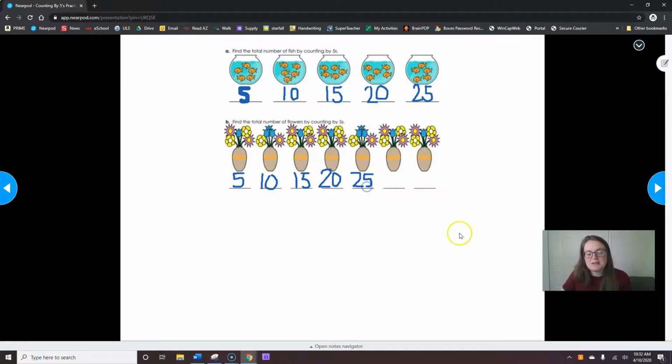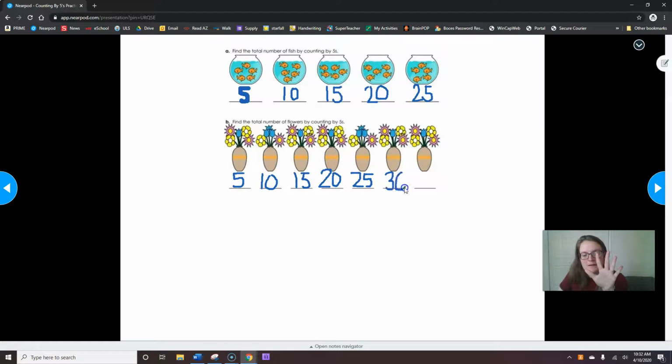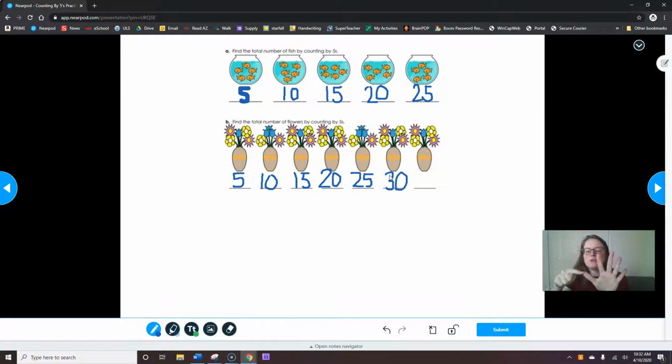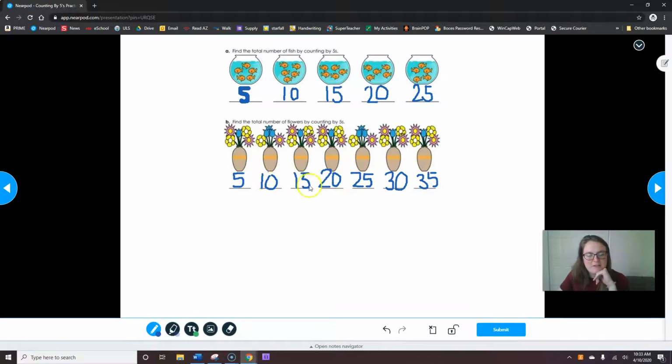And I'm going to show you a little hint. Instead of starting at the beginning, it's easy to count your fingers on one hand. So if I leave off on 25, I could just count how many more are on one hand. So 25, 26, 27, 28, 29, 30, 31, 32, 33, 34, 35. Now let's read through it and make sure it makes sense. 5, 10, 15, 20, 25, 30, 35. When you're done, hit submit.